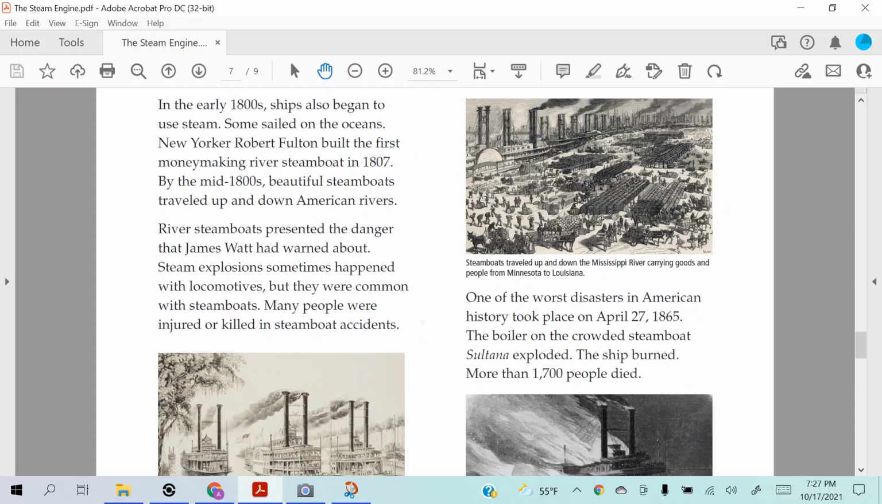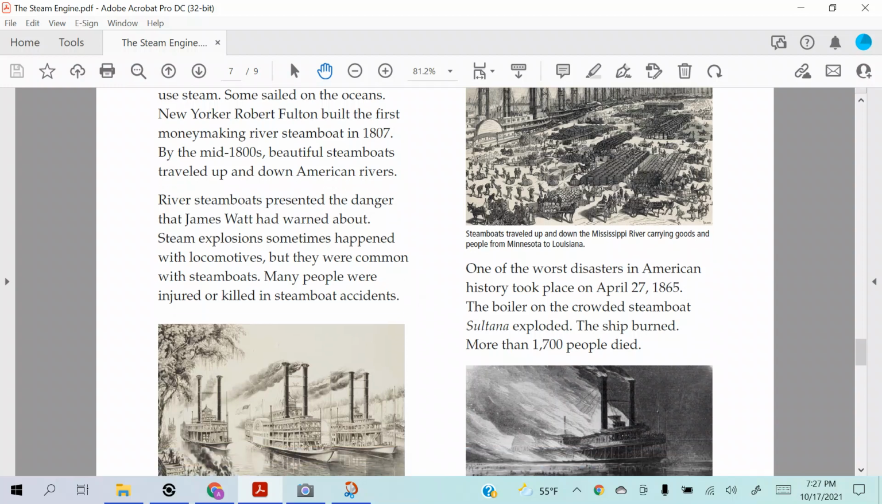In the early 1800s, ships also began to use steam. Some sailed on the oceans. New Yorker Robert Fulton built the first money-making river steamboat in 1807. By the mid-1800s, beautiful steamboats traveled up and down America's rivers. River steamboats presented the danger that James Watt had warned about. Steam explosions sometimes happened with locomotives, but they were common with steamboats. Many people were injured or killed in steamboat accidents.